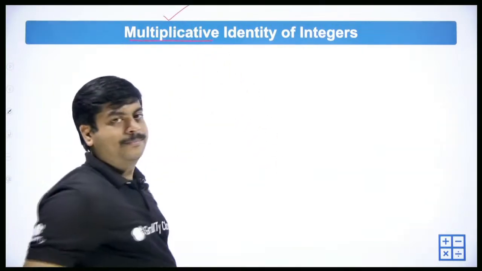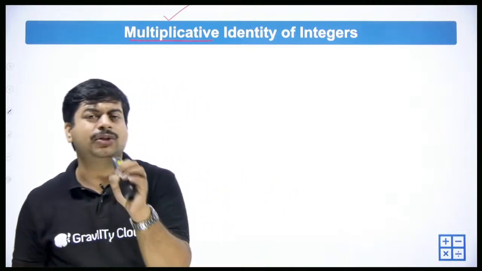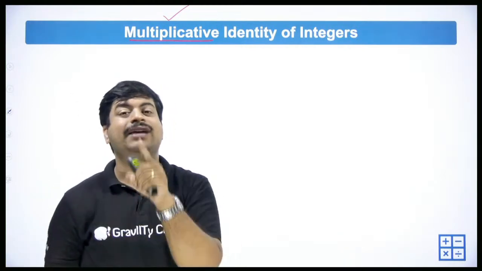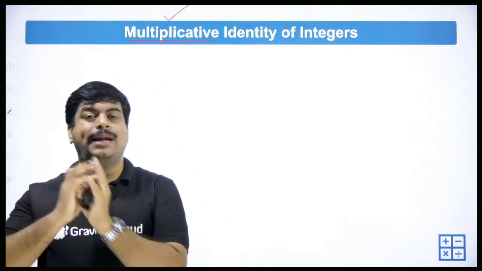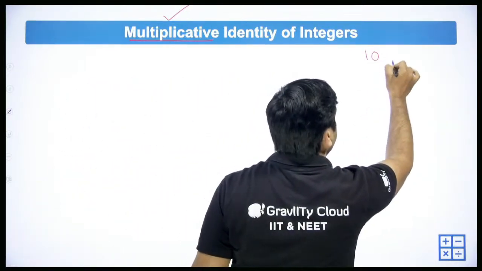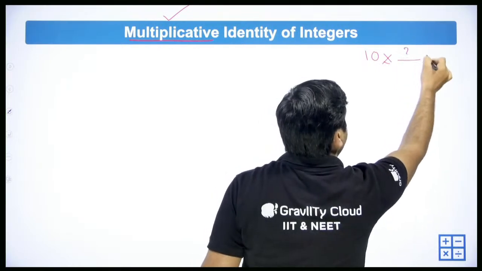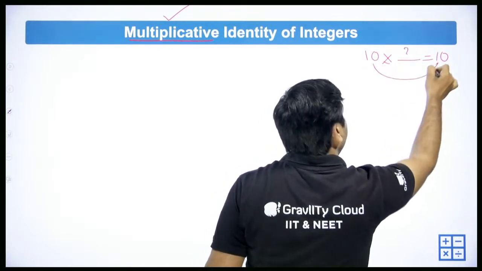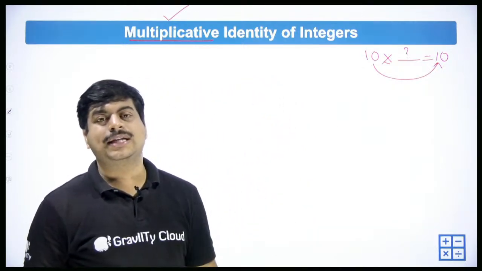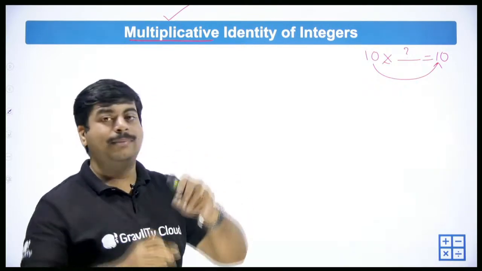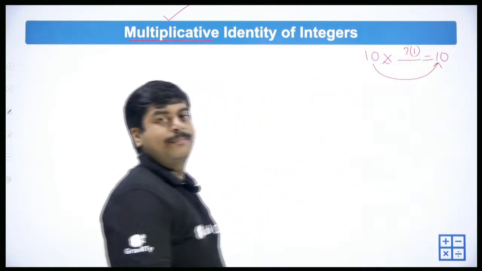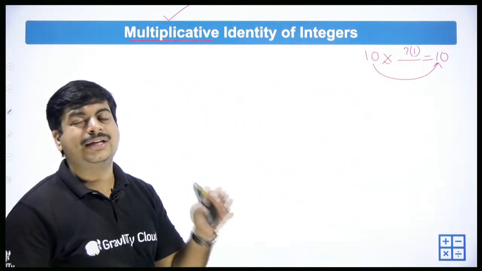The name itself says that. Identity means, as I said, that we should get the same number back. But in the previous case it is additive identity, where we are adding the number. Here we are multiplying the number. So for a number 10, which number should I multiply so that I can get the same number back, the same identity back? For the number 10, I need to multiply with 1. 10 into 1 is 10.